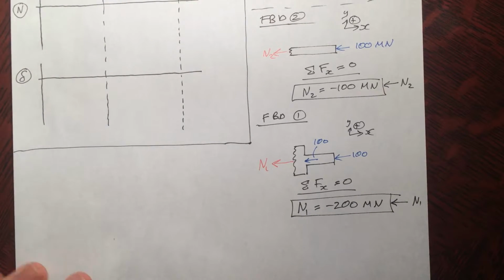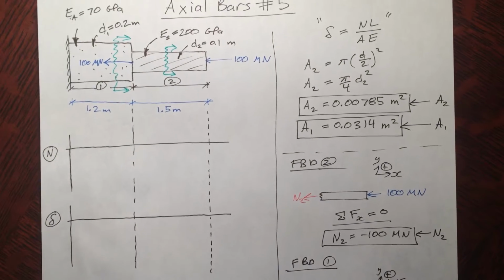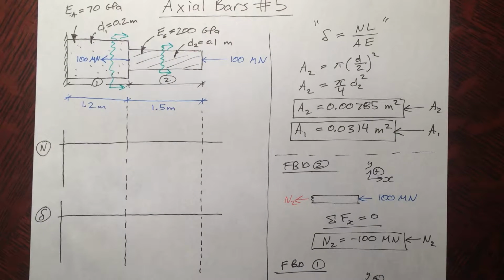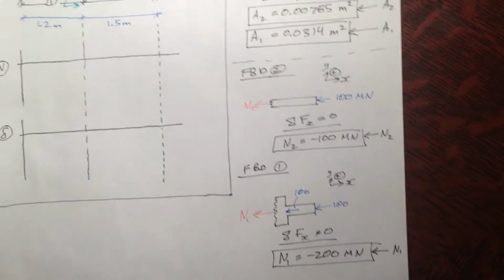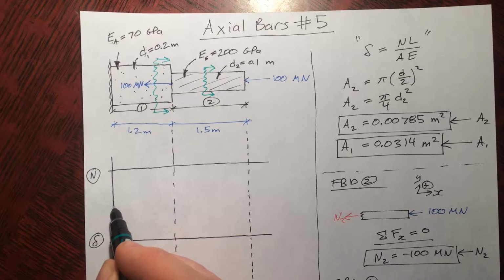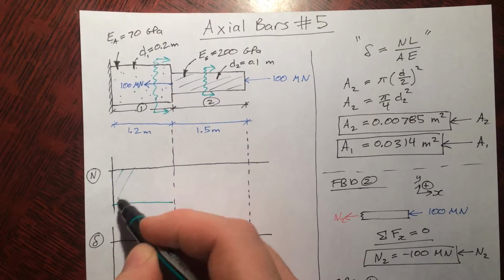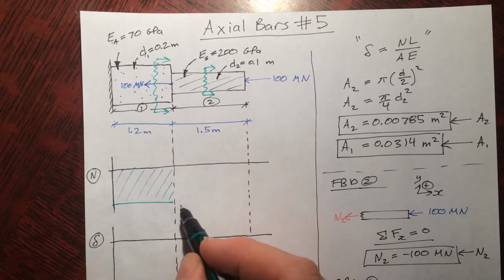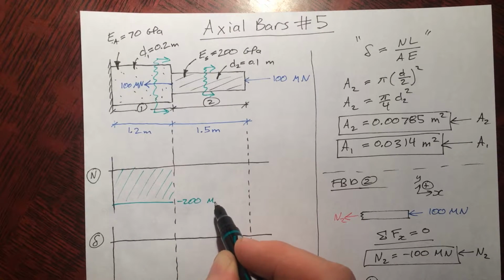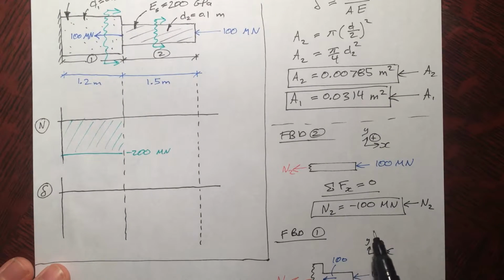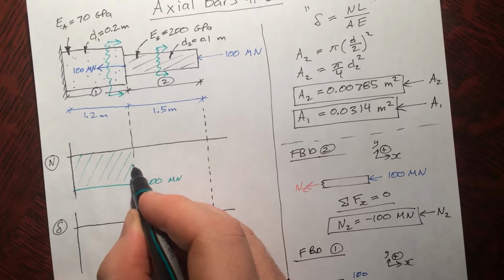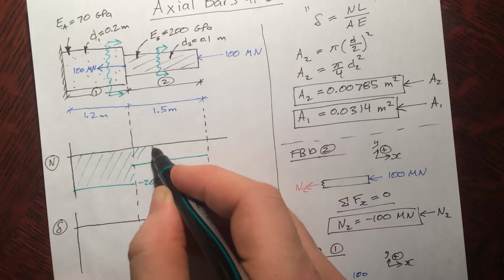Alright, so let's just go ahead and plot these on our normal force graph here. Section 1, this piece, is negative 200. So we'll just pick an arbitrary distance down. Call it negative 200 meganewtons. In the second piece, we found it goes up to negative 100, so that's half here.